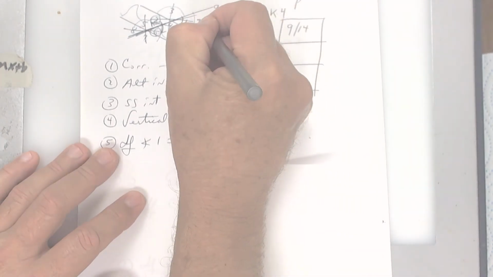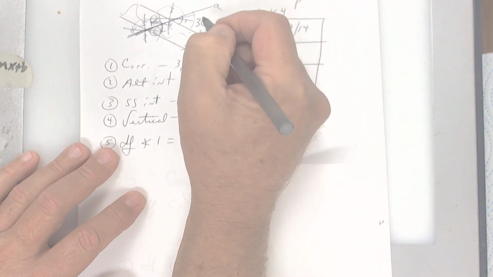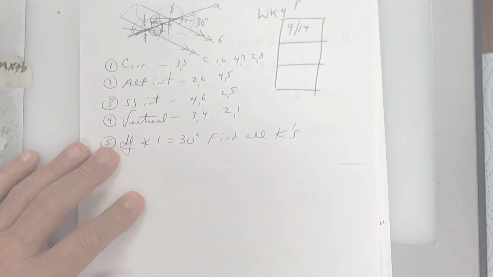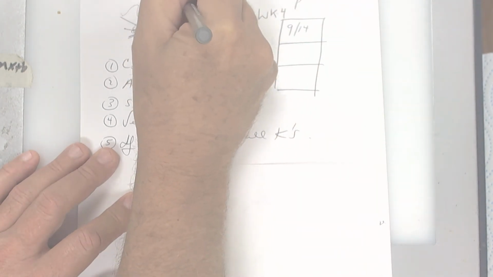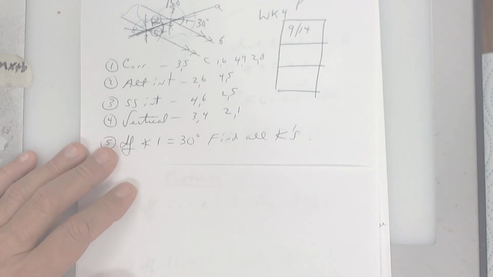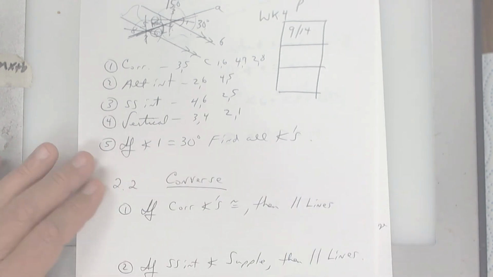All right, now, if angle 1 is 30 degrees, find all the angles. So this angle is 30 degrees. That means all the small ones are going to be 30 degrees. All the big ones are going to be how much? Big ones have to be 150 because they add up to 180. Okay, so all the little ones, 30, all the big ones, 150. All right, we're moving on.